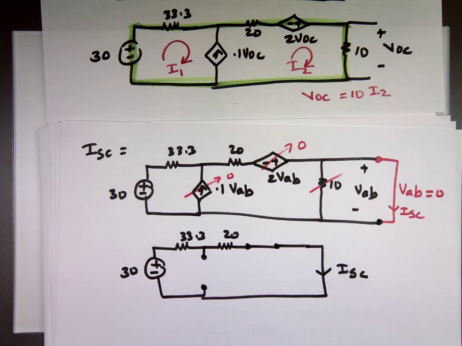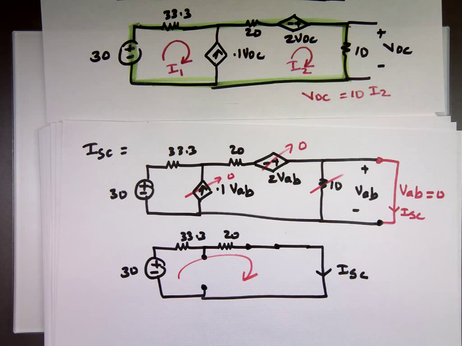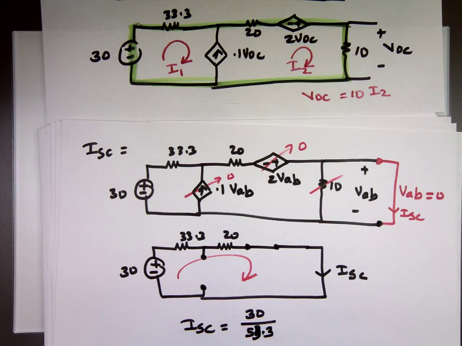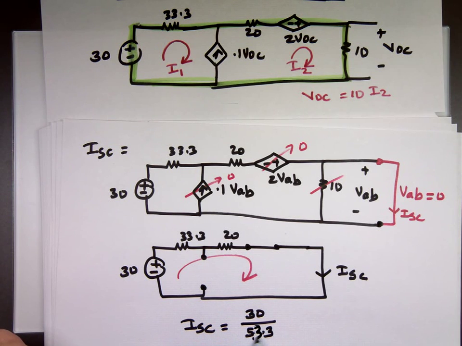The current's going to travel this way. So Ohm's law says I short circuit, the current through that, is the voltage source 30 divided by what? 53.3. The sum of them. So 30 divided by 53.3 equals, and that's 0.56. Done with the I short circuit.